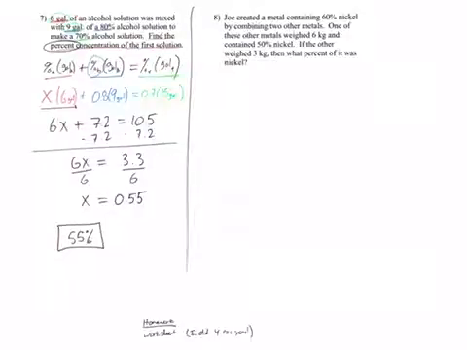Let's try one more of those. Joe created a metal containing 60% nickel by combining two other metals. So notice that's the total, that's the right-hand side over there. One of these materials weighed 6 kilograms and contained 50% nickel. If the other weighed 3 kilograms, then what percent of it was nickel? So it's going to be kind of the same formula there.